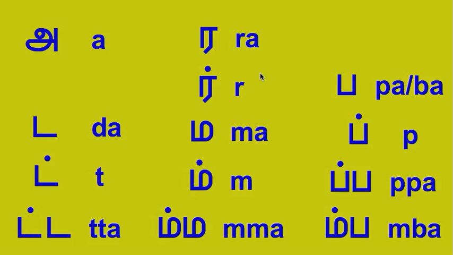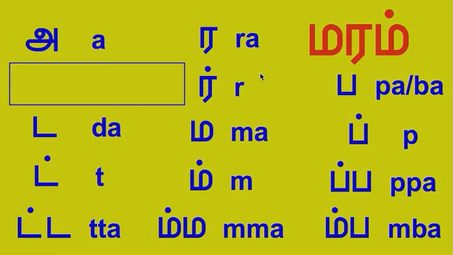Alright, so let's pronounce a couple of words. Here's the first one. So we'll use our trusty transliteration scheme, and I've got this box here just for that. The first letter, ma, and we'll write that in here. Second letter, ra, write that in. Last letter, im. So what does that spell? Ma, ra, im, maram. Maram is a tree.